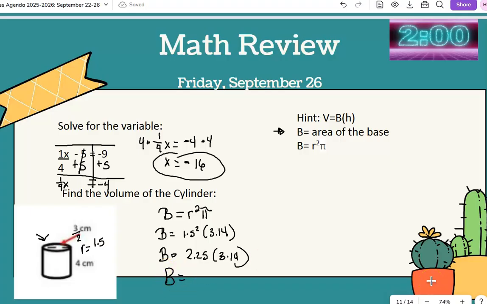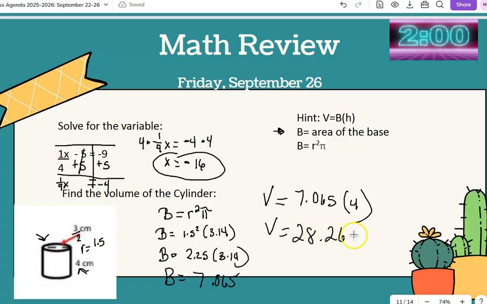Let me just double check it again to make sure I did it right. 1.5 to the power of 2 is 2.25 times 3.14, which gives me 7.065. I'm then going to do volume equals my area of my base, which is 7.065 times my height, and my height was 4. So times 4. So volume is going to equal 28 and 26/100 centimeters cubed. So that is our answer.